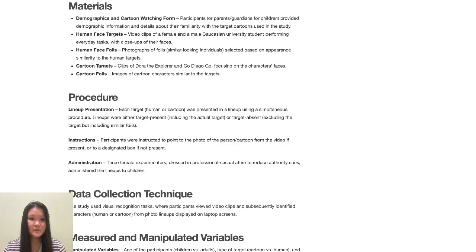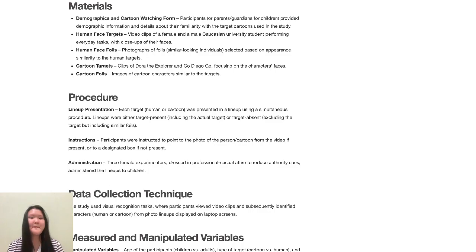Okay, so simultaneous procedure is when the key components of the procedure are occurring all or in part at the same time. Do you understand? Yes. Okay, all right.